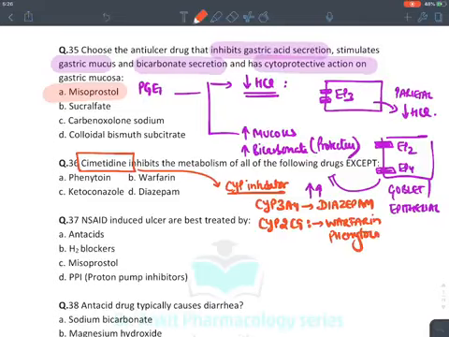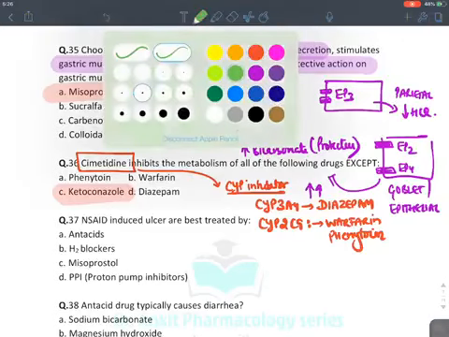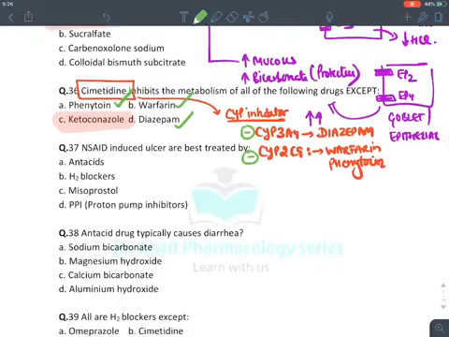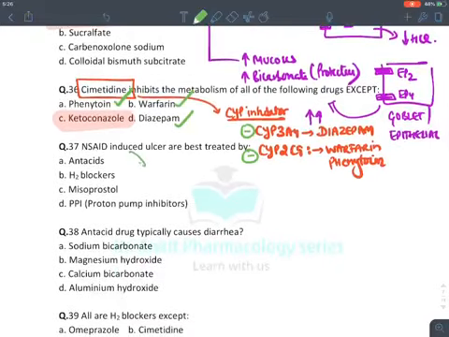Okay, they get metabolized. So the answer for this question turns out to be ketoconazole. Ketoconazole increases the metabolism of phenytoin, warfarin and diazepam. Okay, so it inhibits these respective CYPs. NSAID induced ulcer is best treated by, remember, for any peptic ulcer, the drug of choice is PPIs.